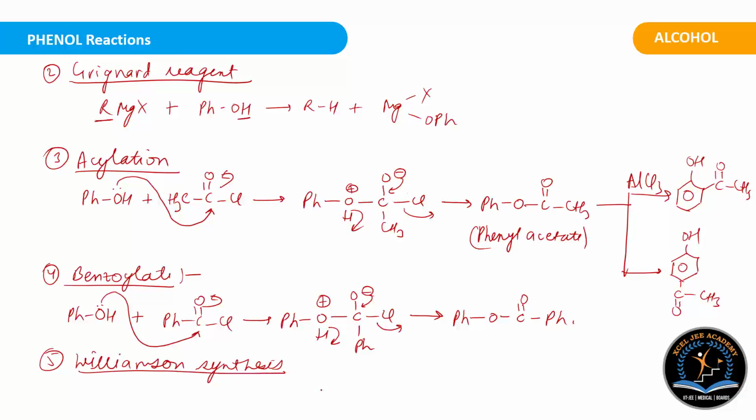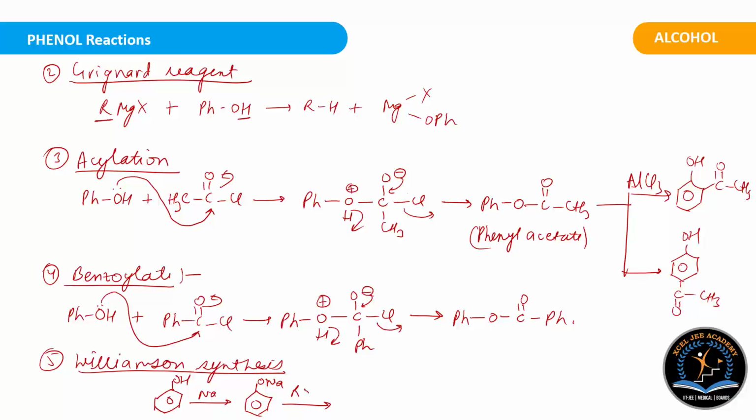Now in this case we again have the phenol. When this phenol reacts with sodium, it forms PhONa. This is sodium that has replaced the hydrogen. This reaction is due to the acidic nature of phenol. So this replacement of hydrogen by sodium gives sodium phenoxide.